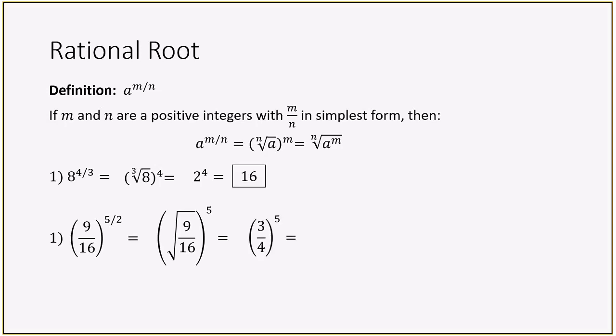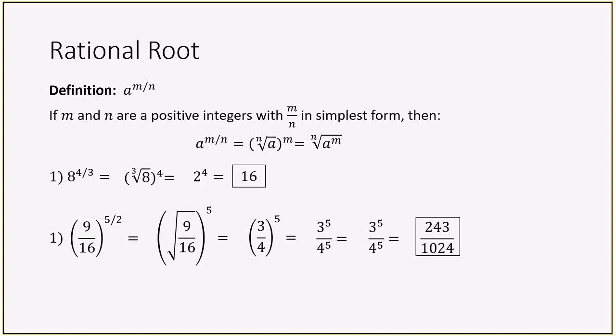So I'm going to do that. Square root of 9 is 3. Square root of 16 is 4. So I'm left with 3/4 to the 5th power. And then again, I can multiply, or I can take a power to both individual terms separately. So I get 3 to the 5th over 4 to the 5th.